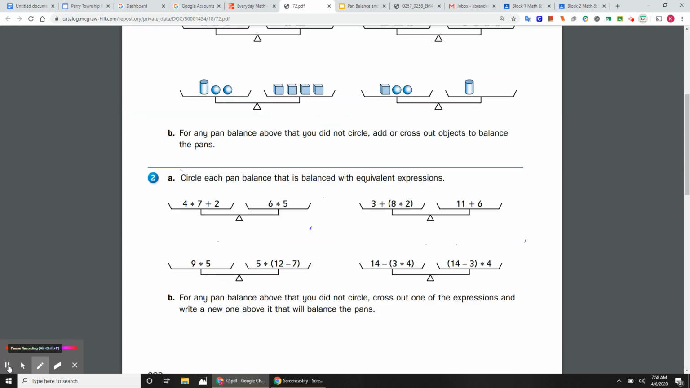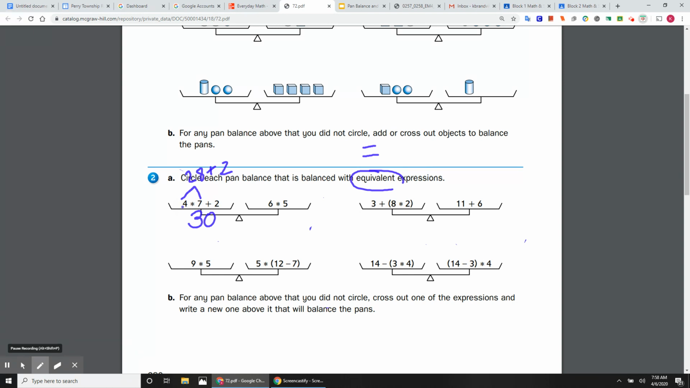Right, for the bottom portion, now we have expressions on the bottom. So it says circle the pan balance that is balanced with equivalent expressions. So remember the word equivalent means equal. So we want to find the pan balances that are equal on both sides. So if we look at the first one, here we have 4 times 7, which we know is 28, plus 2 equals 30. So the left side of my pan balance is 30.